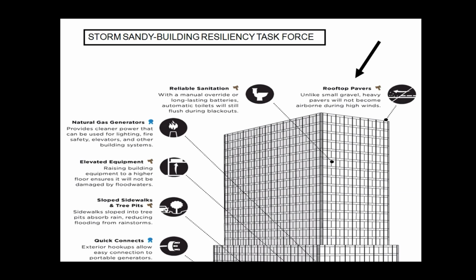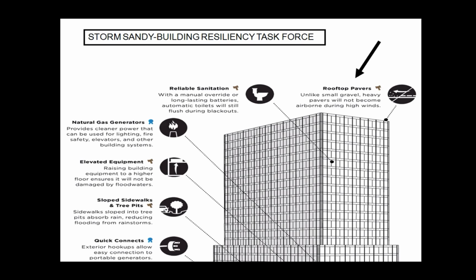The implementation of using natural gas generators rather than electrical so that water doesn't affect those as much. And then using manual overrides for things like automatic toilets, which were continually flushing during blackouts, using whatever little power there could have been to some of the buildings. There's certain fail-safes that we didn't think about prior to this kind of an event that we should implement again.